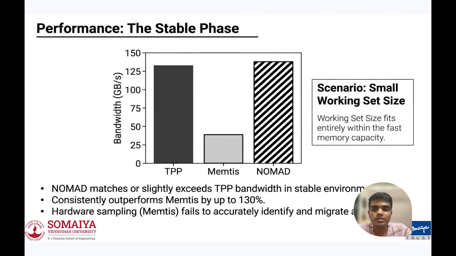Now, talking about the performance. In the stable phase, where the working set fits within fast memory capacity, Nomad matches TPP's bandwidth and outperforms Memtis by up to 130%. The Memtis gap is attributable to its hardware sampling approach. Pages that are hot but consistently cache resident never generate LLC misses, so they are invisible to the sampler and never get promoted. Nomad's page fault based tracking has no such blind spot.